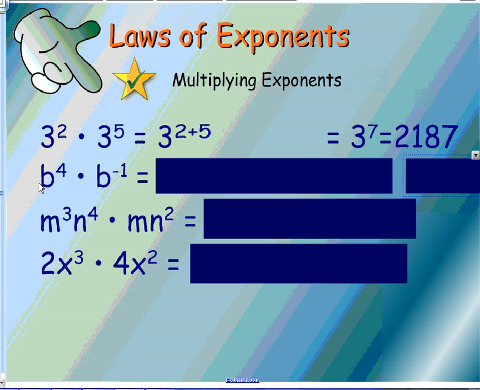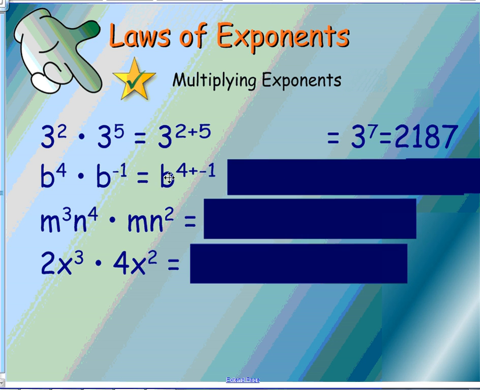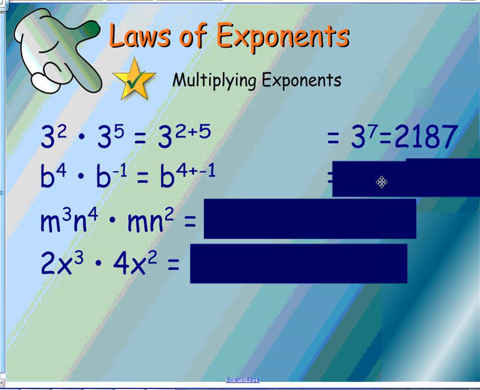Now, that's if you have numerals as your bases. If we have variables as our bases, then we just add the exponents together. So in this case, we have b to the 4th power times b to the negative 1 power. We have our same base, so b to the power of 4 plus negative 1, which would be b to the 3rd power, because 4 plus negative 1 equals 3.